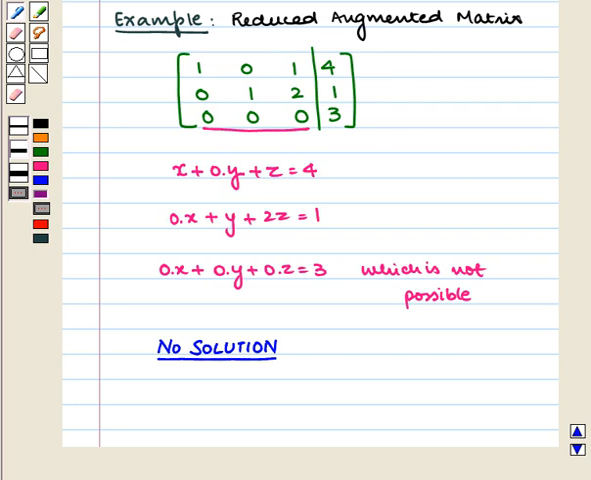Thus, in this session, we have learned how to solve a given system of equations using Gaussian elimination method. This completes our session. Hope you enjoyed this session.